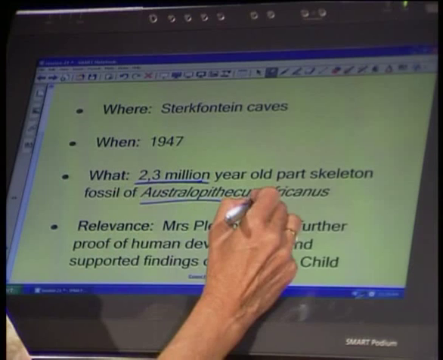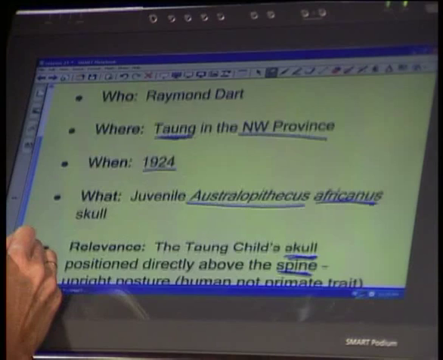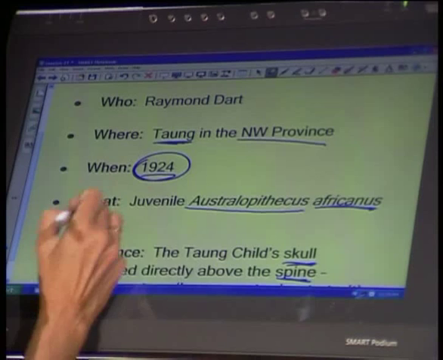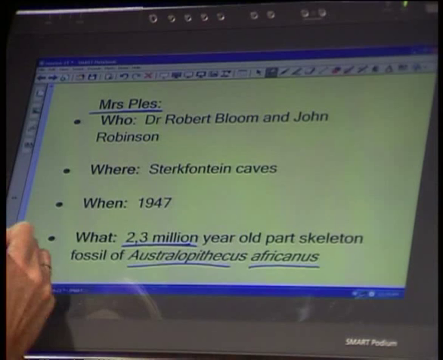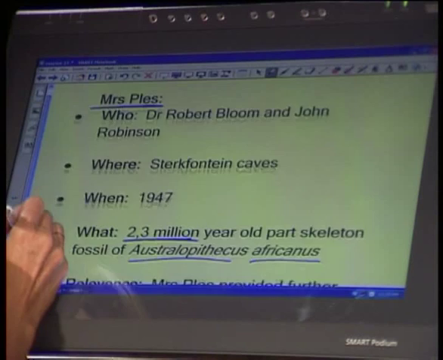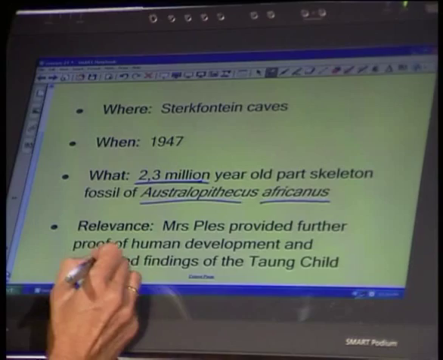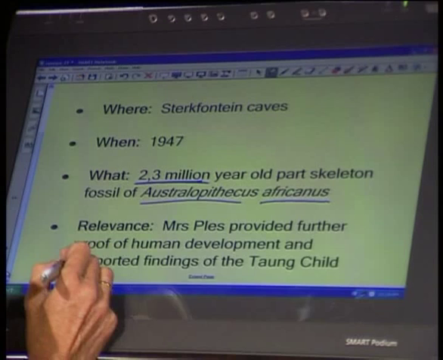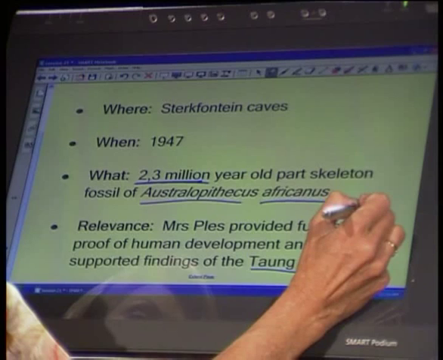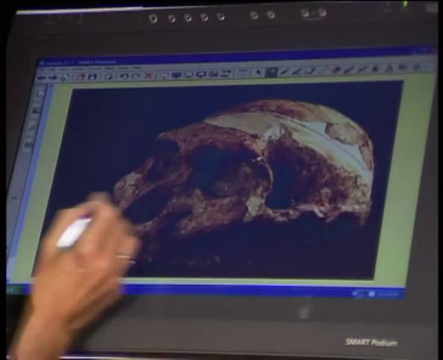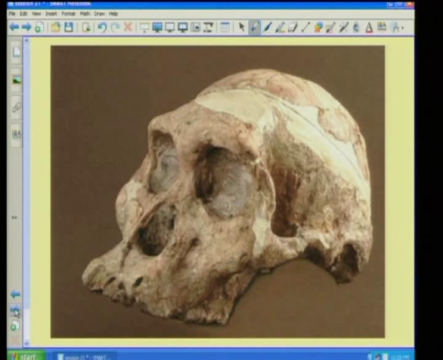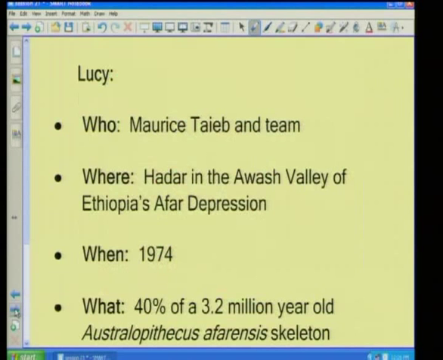Okay, now if we look at the Taung Child, it was found in 1924, and they reckon that it was about 2 million years old, whereas Mrs. Ples is 2.3 million years old, and also africanus. Why? Further evidence supported by the findings of the Taung Child is that the foramen magnum is in the middle of the skull, so the spine comes down, which means it was upright. That's what Mrs. Ples's skull looks like. She wasn't really a very pretty girl if you look at her skull shape, but anyway, she was still an Australopithecus.